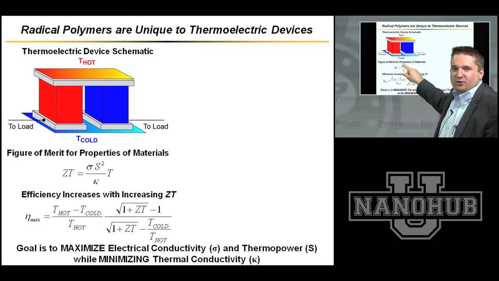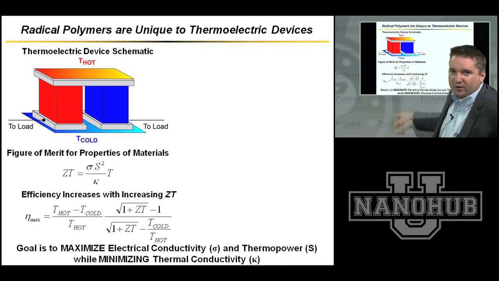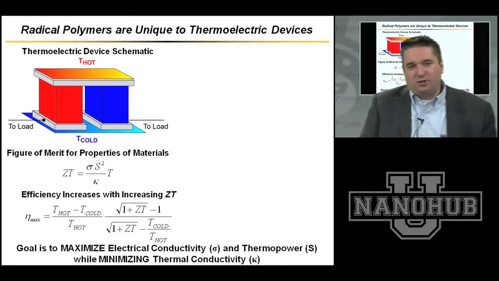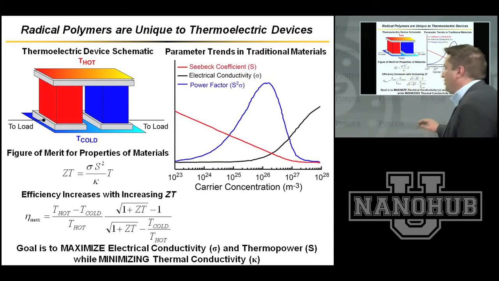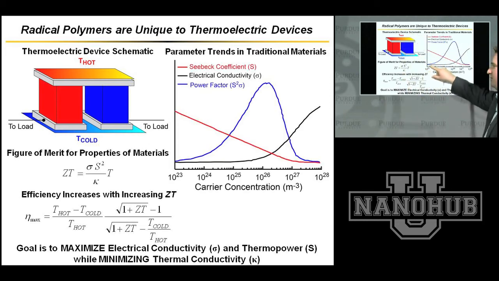Obviously, you want to get that charge out as quickly as possible, so you want a high electrical conductivity, and the higher Seebeck coefficient you have is also a benefit as well. Now, in traditional inorganic materials, there's a trade-off between electrical conductivity and the Seebeck coefficient. And in fact, as you dope a material, you will increase its electronic conductivity, but you'll decrease its Seebeck coefficient. Therefore, the numerator in this equation ends up having a peak of S squared times sigma.